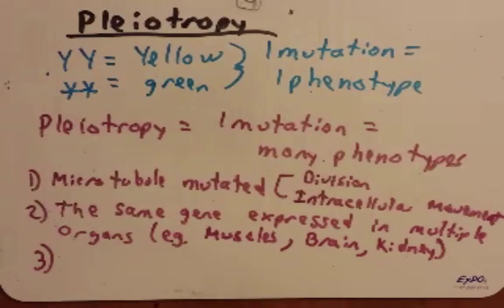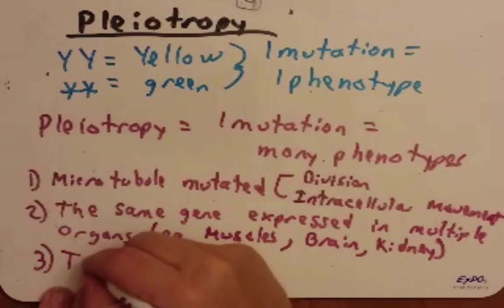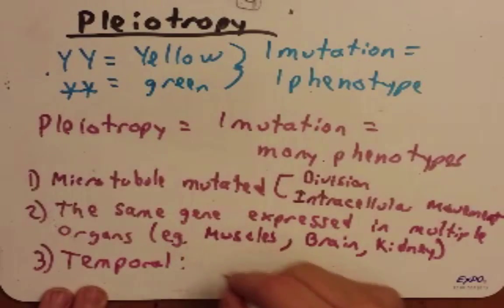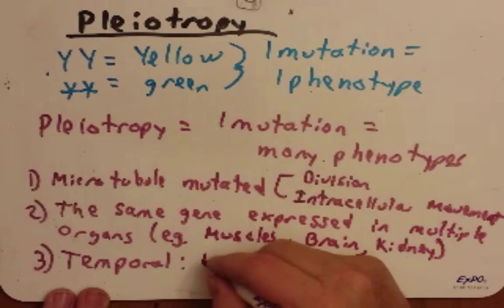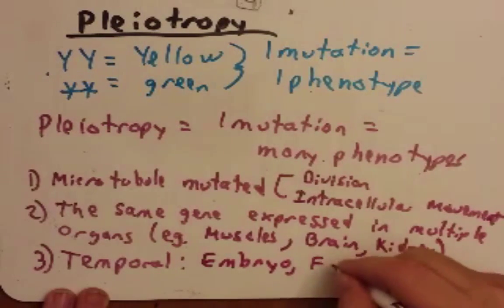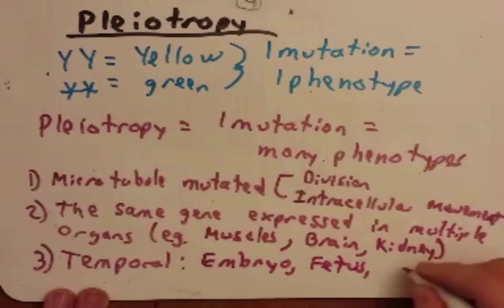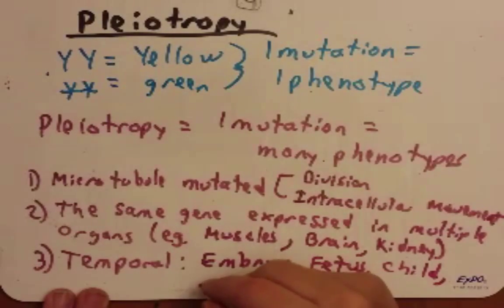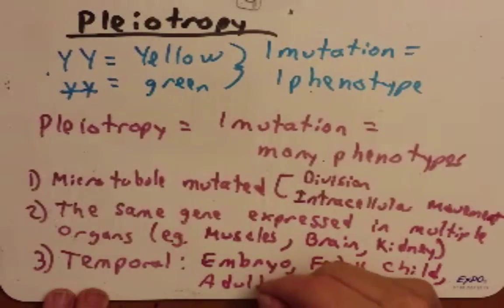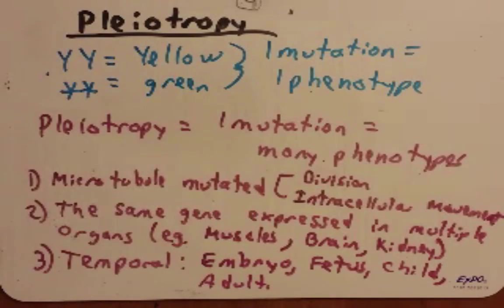And the other one is what we'll call temporal, the timing of the expression. So you may have the same gene expressed as an embryo, a fetus, a child, a developing child, and an adult. At each stage of development, this mutation may have a different phenotype. Because of these three reasons, it's common that a mutation may have multiple phenotypes.